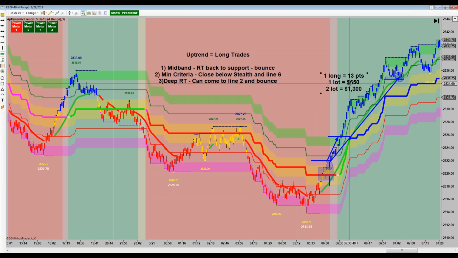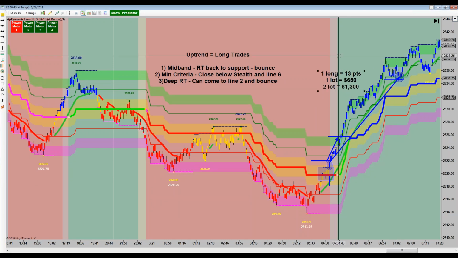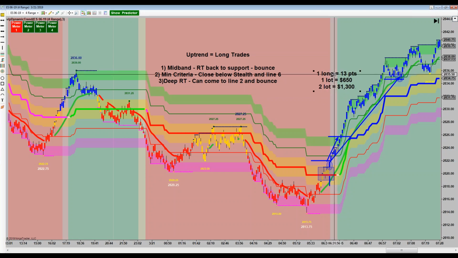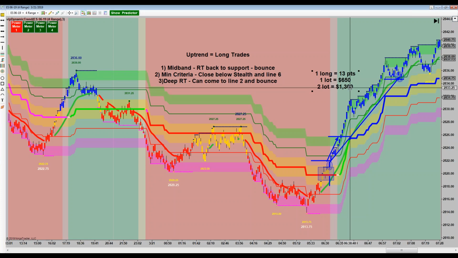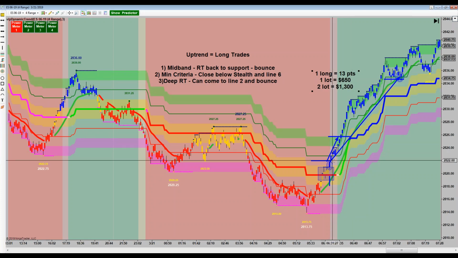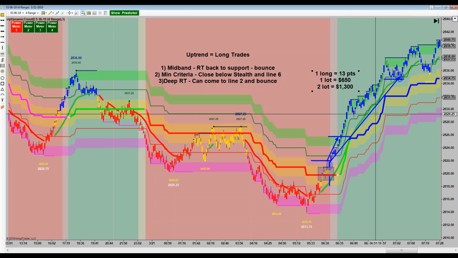Now, how many of you, if you made 650 or 1,300 on the first trade in the first 34 minutes, would be done trading for the day? If you hit that. 1 lot 650, 2 lot 1,300. Filled long on this bar right here. Trail your stop. Stopped out right here at 35 even. How many would you be done?